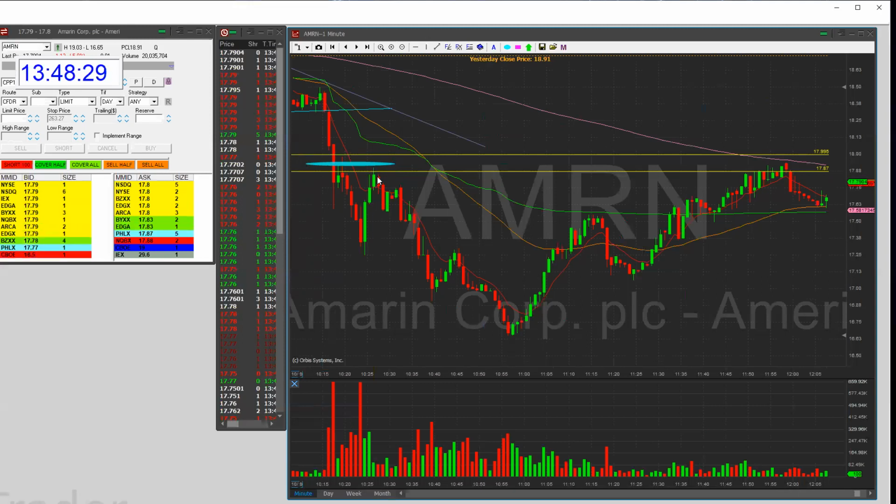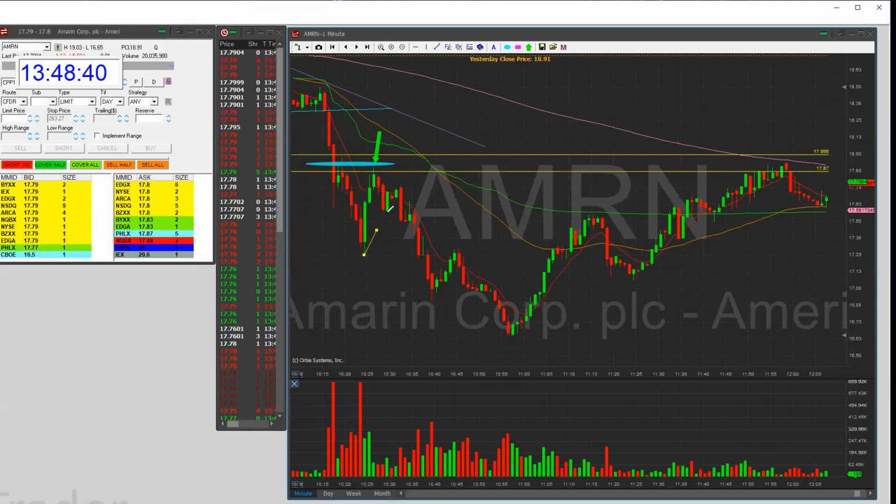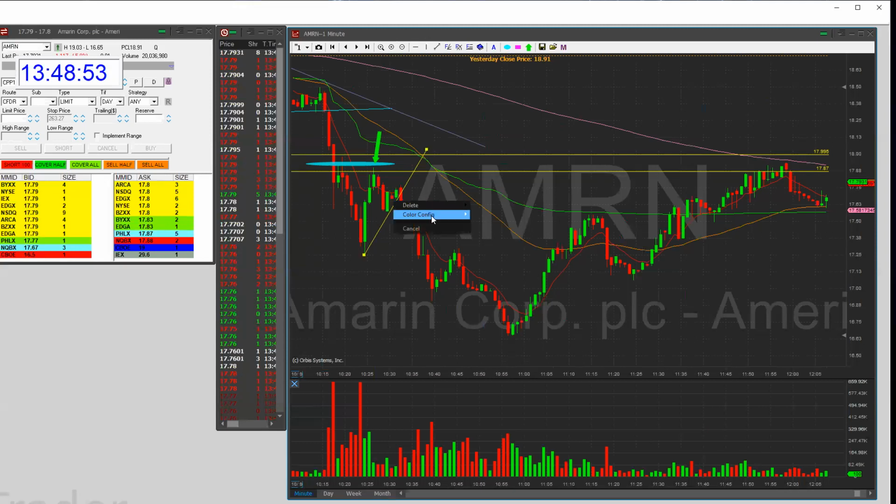And I didn't take the short though. I did not take this short. What happened was I saw this come down, starting to run up. And then this is where I started drawing my trend line. See this little uptrend, little retracement here. This is what you want to pay attention to.